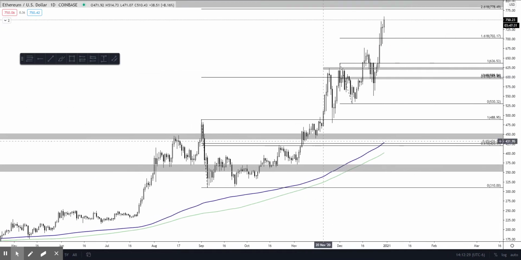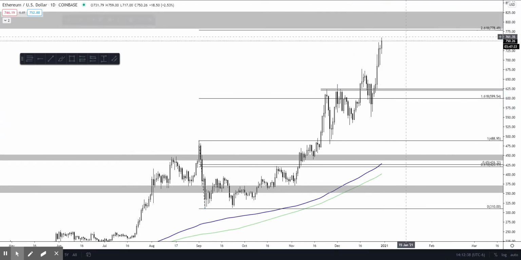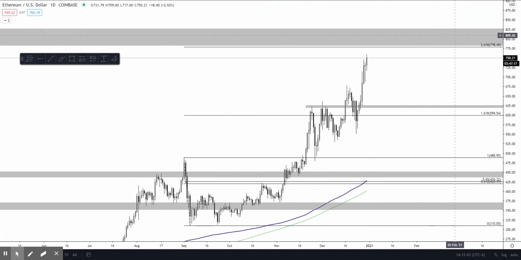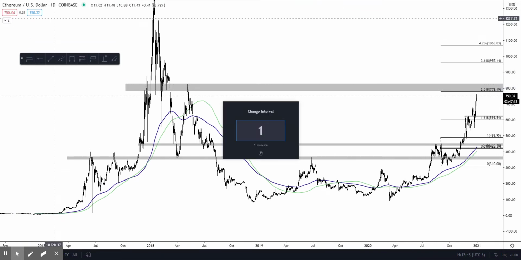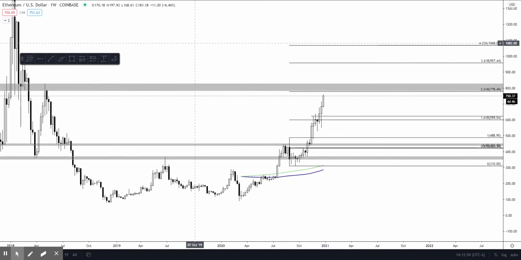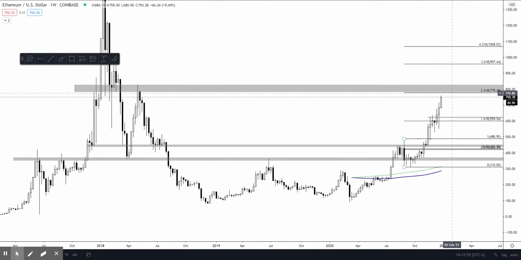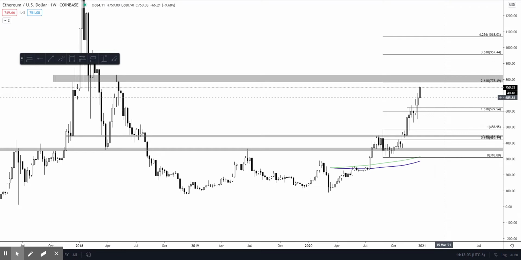What did I have drawn here for ETH? So we drew this fib that gave us a 1.618. Hold on, chart's a mess. Yeah, so 1.618 at $600, 2.618 at 780, and we also have some weekly supply there as well. Okay, so weekly supply at 780 matches up nicely with our 2.618 fib, so it's possible that that's the next target for ETH as far as the USD pairing.